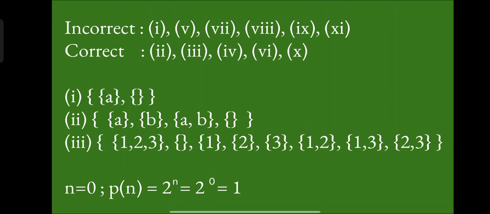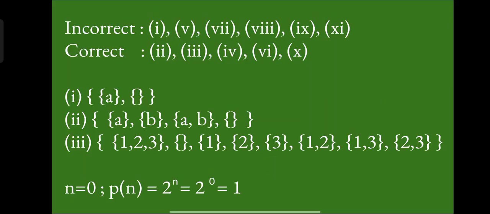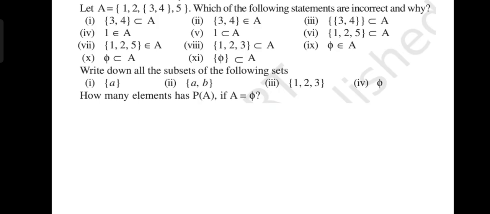We know the formula for the power set, isn't it? A power set has 2 raised to n elements. Here set AB contains 2 elements, so 2 raised to 2 is 4. So there will be only 4 subsets, and we have written them: 1, 2, 3 and 4. Then comes the next one, {1, 2, 3}. It has 3 elements, so 2 raised to 3 is 8. So we will get 8 elements in the power set.